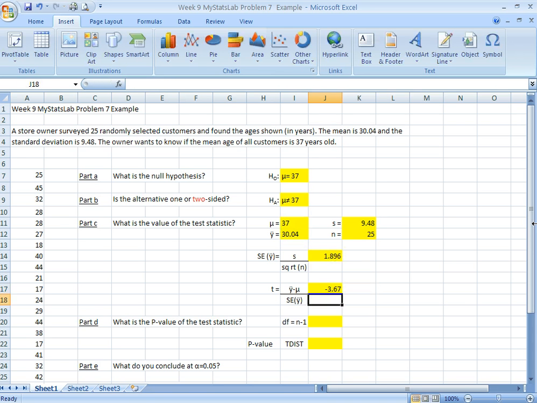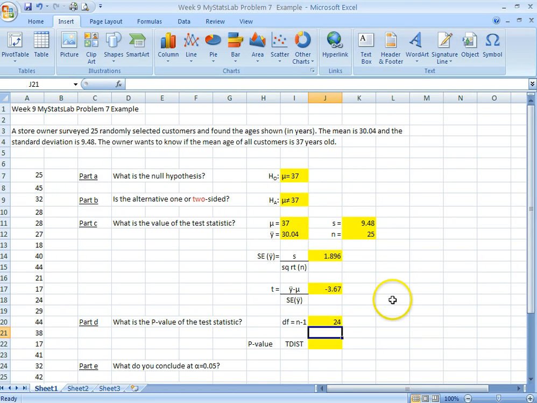The test statistic for this problem is a negative 3.67. So let's move on to part D. What is the p-value of the test statistic? For this, we're going to need degrees of freedom. And I put the little formula here, quite simply, n minus 1. So I can say equals, and n right here, minus 1, and enter, and of course 24 is our answer there.